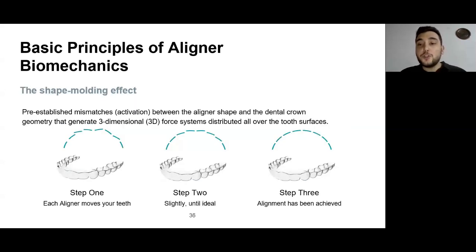So what we've been explaining so far is the shape molding effect, and it can be defined as pre-established mismatches or activations between the aligner shape and the dental tooth geometry that generate three-dimensional force systems distributed all over the tooth surfaces.